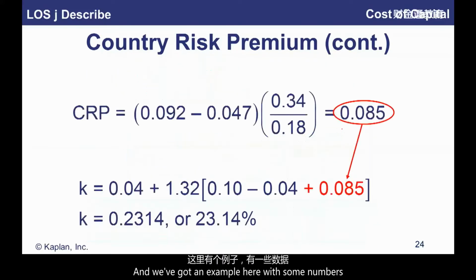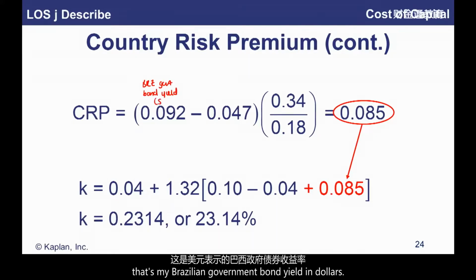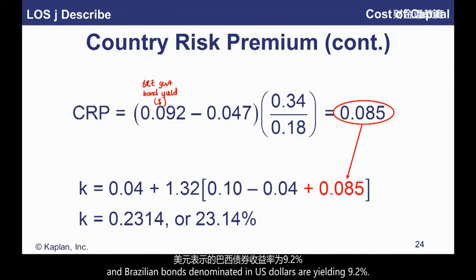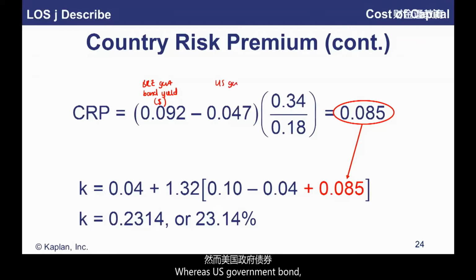And we've got an example here for you with some numbers, but we haven't told you where those numbers are coming from. So why don't I quickly scribble those down? Let's just imagine, so that's my Brazilian government bond yield in dollars. I've looked in the market, and Brazilian bonds denominated in dollars are yielding 9.2%, whereas US government bonds, again in dollars, are yielding 4.7%. So that's the extra return that bondholders require if they're lending money to the Brazilian government versus the US government.